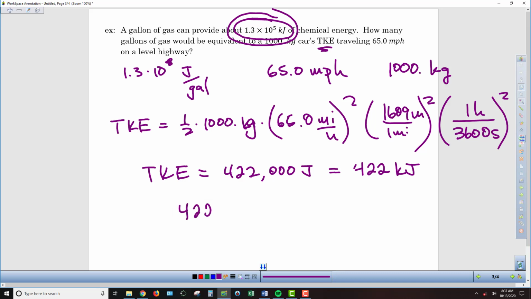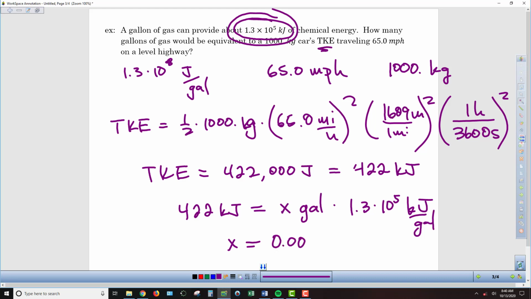We've got our 422 kilojoules for the kinetic energy, so we need to have a commensurate amount of gas. So we have X gallons times the 1.3 times 10 to the 5th kilojoules per gallon. If we divide both sides by that 1.3 times 10 to the fifth, our kilojoules will cancel out, and we'll be left with gallons on both sides. So we end up with X equals 0.0032, again rounding to two significant figures, gallons of gas.